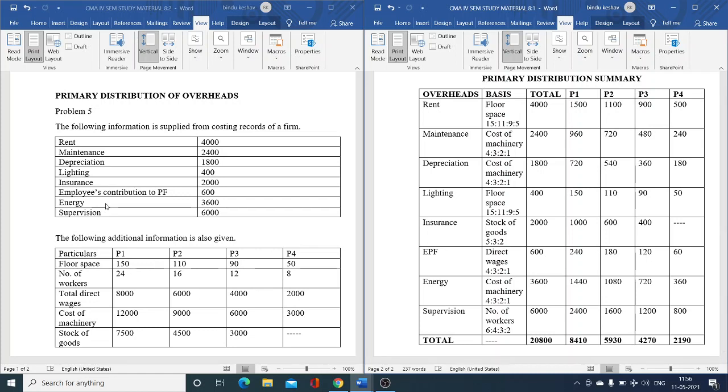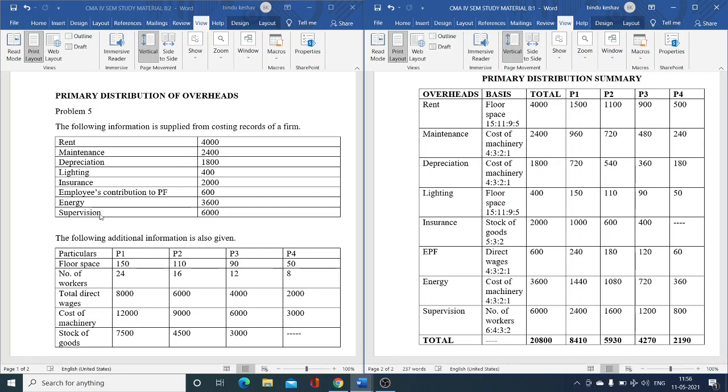The next item is energy. Energy is used for the machine. So if you have information about the machine, that is the cost of machinery, based on that information energy will be distributed. So the ratio is 4:3:2:1. So again 3,600 into 4 divided by 10, 1,440. 3,600 into 3 divided by 10, 1,080. 3,600 into 2 divided by 10, 720. 3,600 into 1 divided by 10, 360.